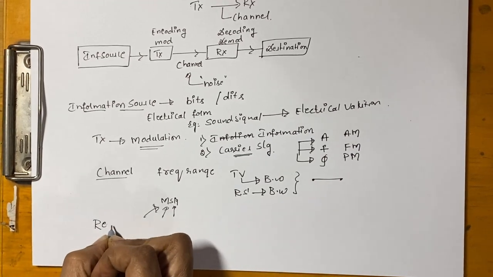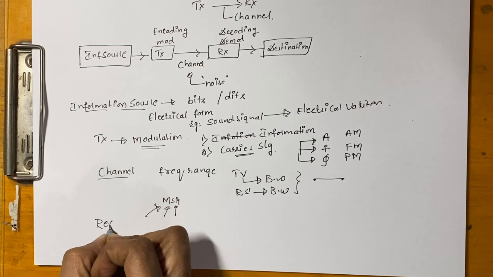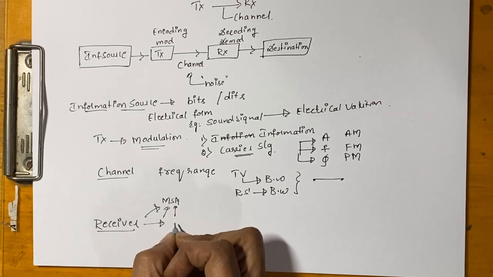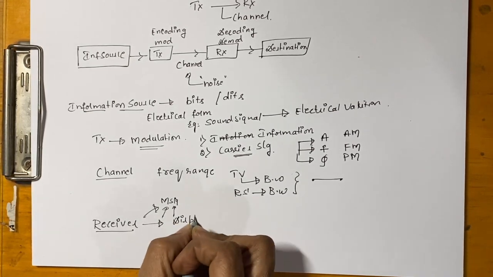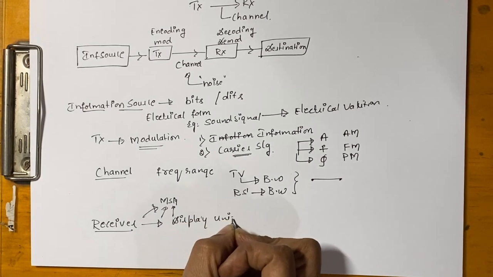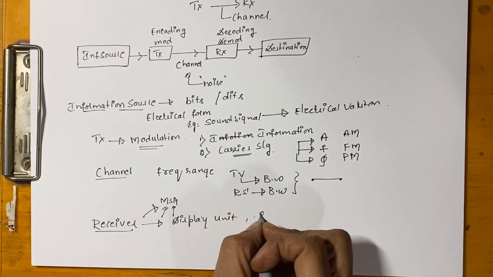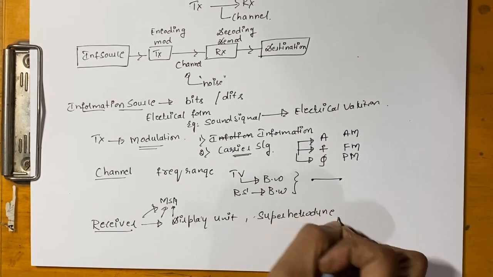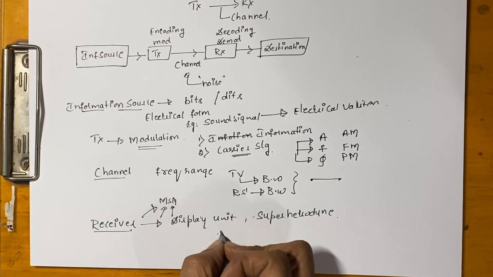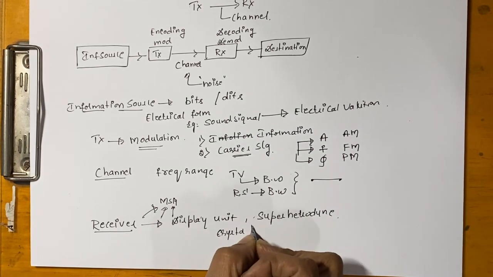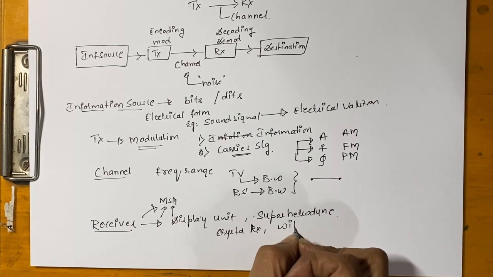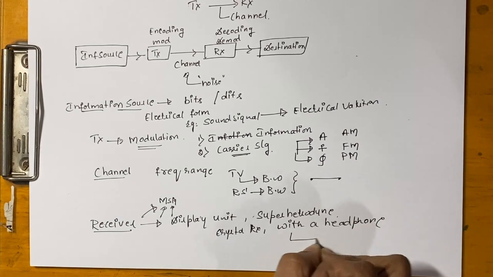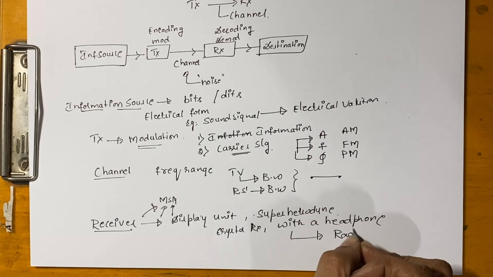Then the final thing is the receiver. In this receiver, it is nothing but a display unit, or it can be a superheterodyne receiver, or it can be a crystal receiver with a headphone, or it can be also a radar receiver.